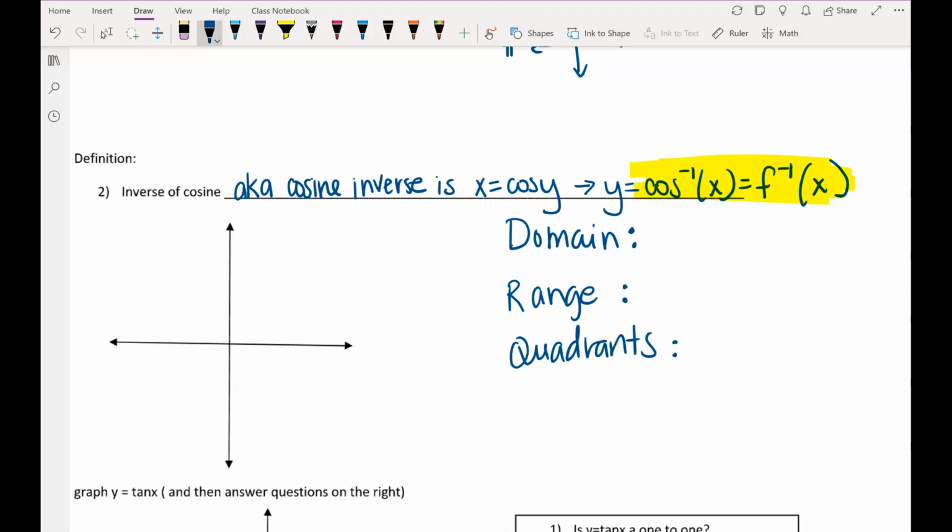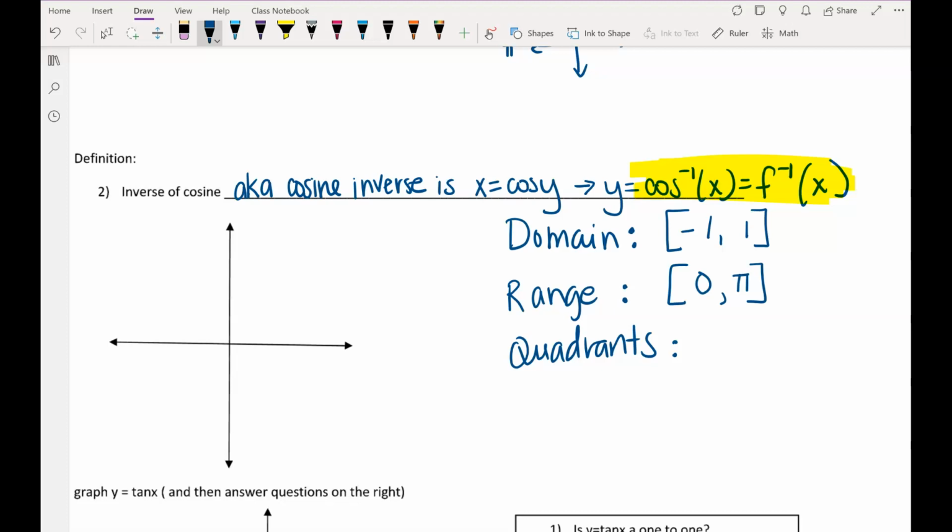Lindsay, what is the domain of cosine inverse? The domain would be 1 and negative 1. Negative 1 to 1. Perfect. Smaller number, comma, big number. Good job. Now the range, Cooper, what would be the range of cosine inverse? It would be 0, comma, pi. Okay. 0, comma, pi.